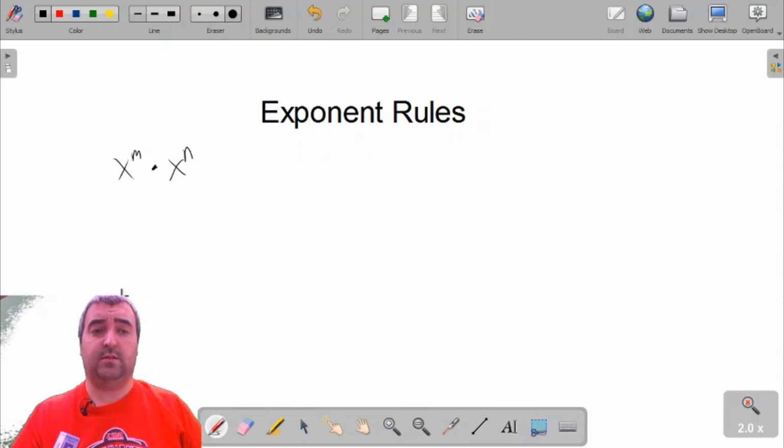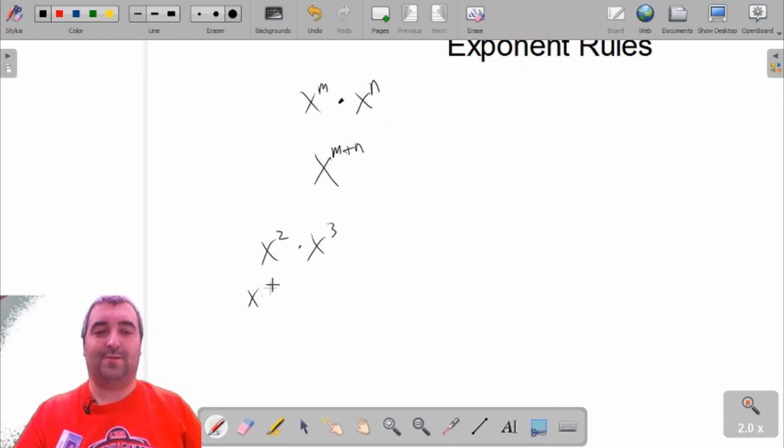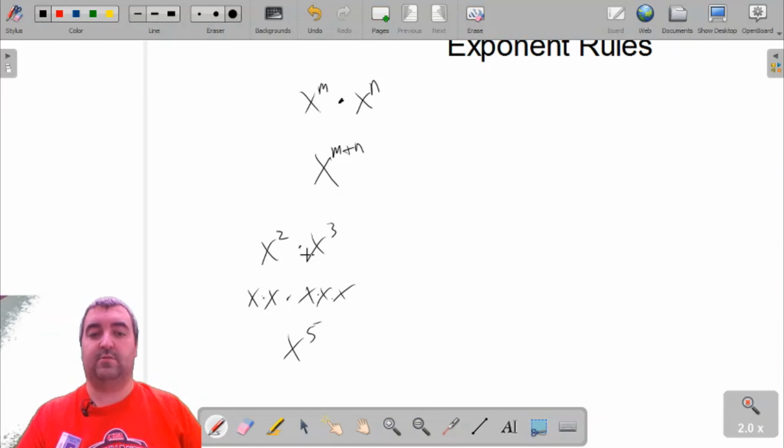So if they have the same base, what ends up happening is that you are going to add your exponents. Okay, and if you ever forget this, it should hopefully make sense. If you have x squared times x to the third, this is really x times x, and you probably can't see that because my head's in the way. There we go. This is x times x. This is x times x times x. They're all being multiplied together. So really, that's x to the 5th. And the shortcut there is just to add them together.